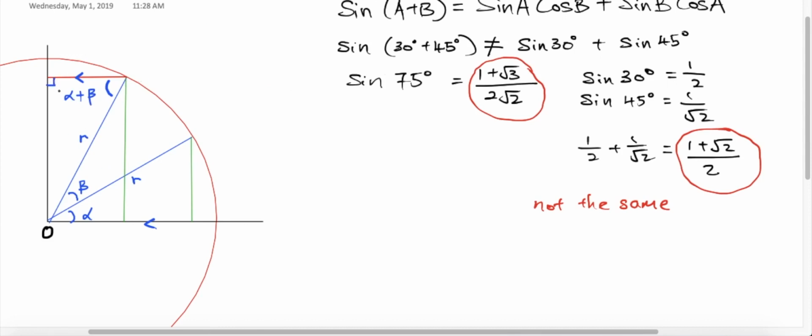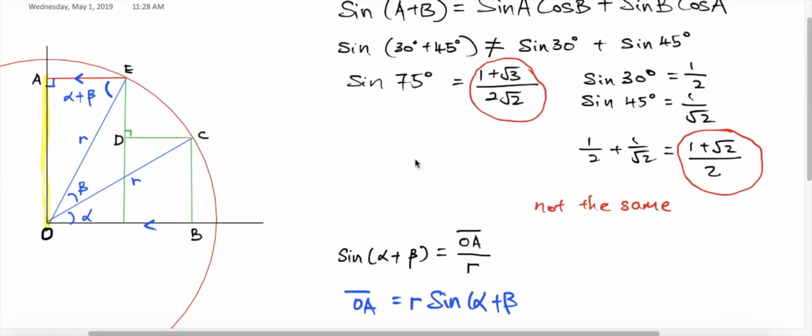So therefore, this length here, my OA length, you can use sine alpha plus beta, which is actually the OA length. If you have watched my previous video, I talk about how you get those lengths, right? This length is actually a line. So now, the OA length will be equal to, you bring the denominator r up, r sine alpha plus beta.